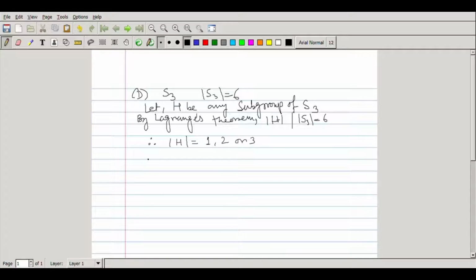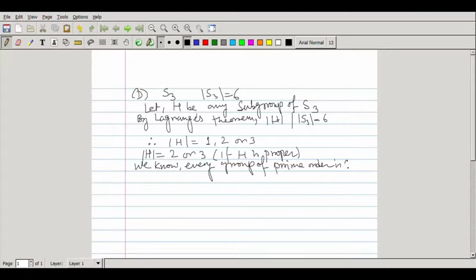Since H is proper, the cardinality of H is 1, 2 or 3. Since 2 and 3 are prime and we know every group of prime order is cyclic, therefore H is cyclic.